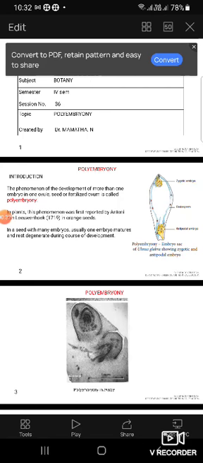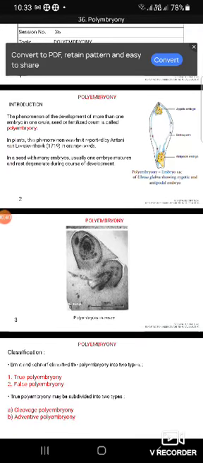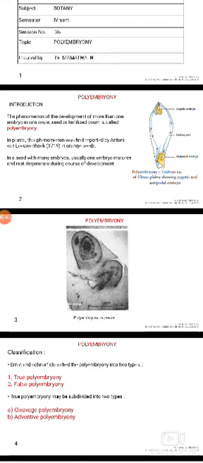In a seed with many embryos, usually one embryo matures and the rest degenerate during the course of development. An embryo is formed from the repeated division of a zygote. A zygote is formed by a process of fusion of a male gamete with an egg cell inside the embryo sac.